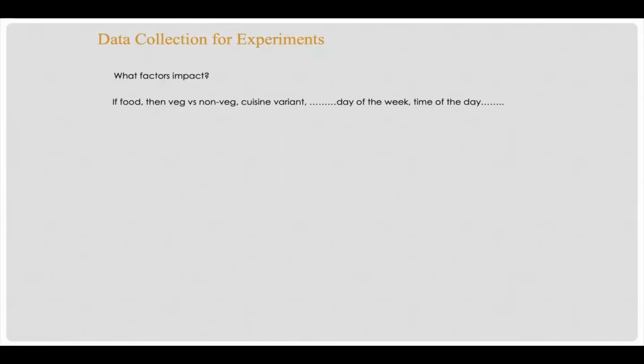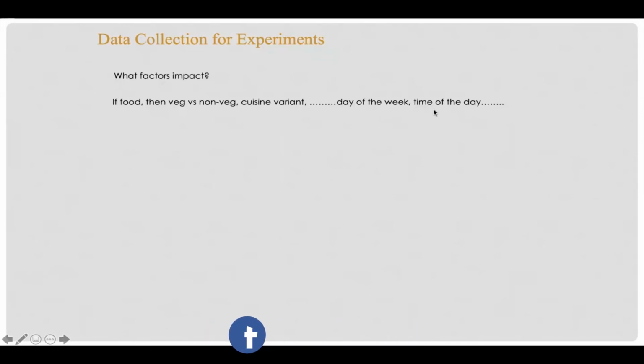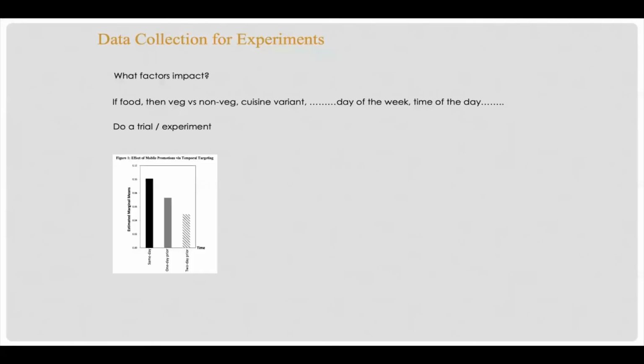You also have to think about whether sending a coupon on a Monday works well or a Friday works well, or a weekday works well or a weekend works well. And what time of the day would it actually work well? Morning, afternoon, night? When will it actually work well? So all these things have to be considered basically, right? Then you do a trial or experiment. How to do this experiment, what techniques are there, and all that are part of our regular training, okay?